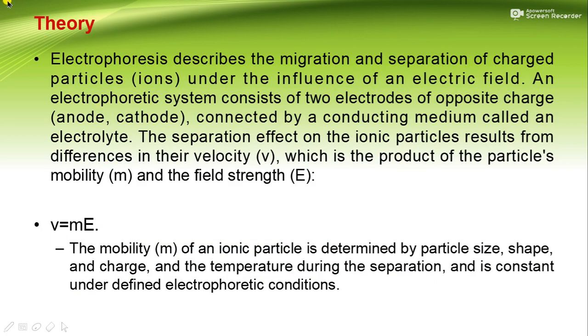Theory. Electrophoresis describes the migration and separation of charged particles, ions, under the influence of an electric field. An electrophoretic system consists of two electrodes of opposite charge, anode and cathode, connected by a conducting medium called an electrolyte. The separation effect on the ionic particles results from differences in their velocity, v, which is the product of the particle's mobility, μ, and the field strength, E.